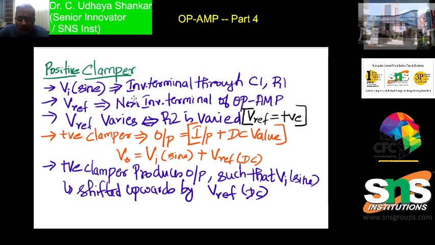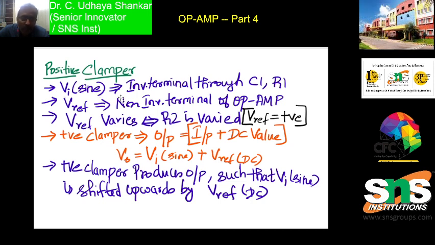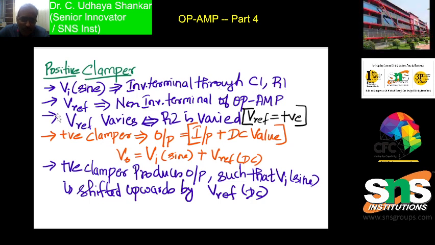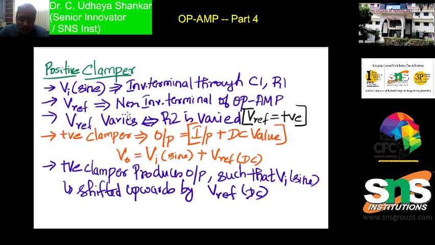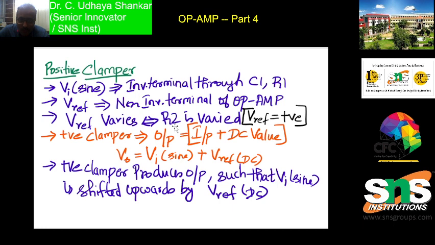Going to the working, the input voltage, that is the sinusoidal voltage, is given to the inverting terminal through C1 and R1, that is one capacitor and one resistor R1, and similarly the Vref is given to the non-inverting terminal of the OpAMP. The Vref can be varied by varying the R2 value, and here the Vref is given as a positive value.